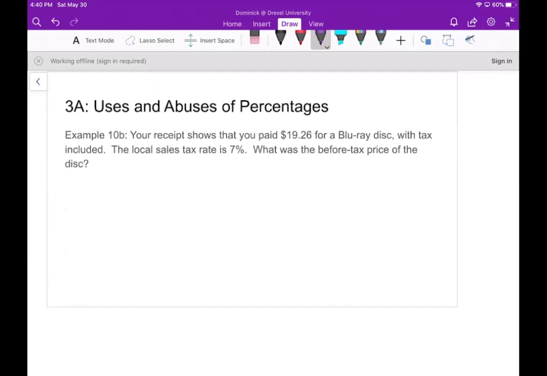Okay, now here's an interesting problem. Here now we have that the receipt shows that we paid $19.26 for a Blu-ray disc with the tax included. Now, if we know that the local sales tax is 7%, what was the before tax price of the disc?